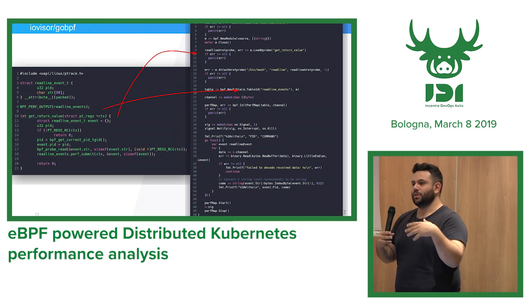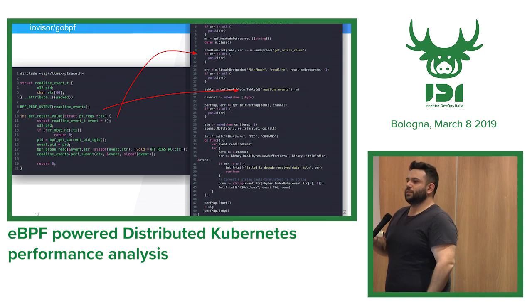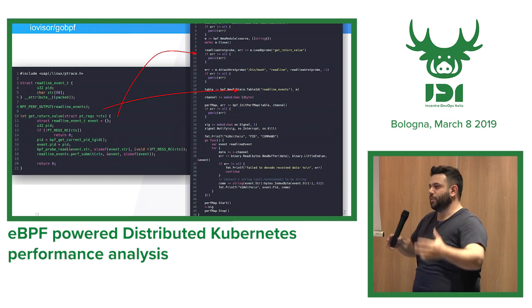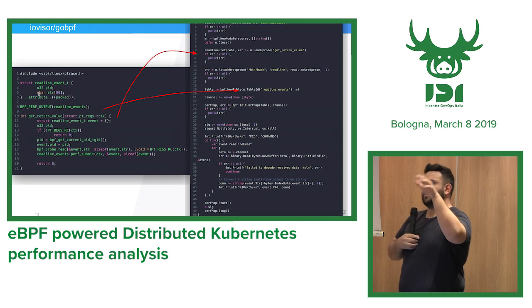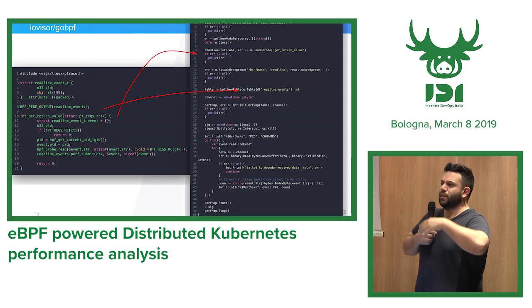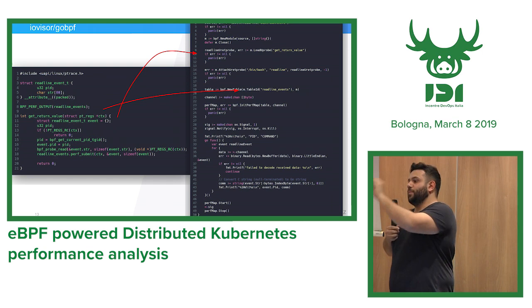In this case, if you are a Go programmer, you can use Go BPF. That is a set of bindings for GoLang that allows you to load BPF programs using Go, right? So for example, you have this BPF program written in C. You can write BPF programs in almost whatever language you want, right? You can write them in Rust, you can write them in C. The important thing is that they get compiled to BPF bytecode.